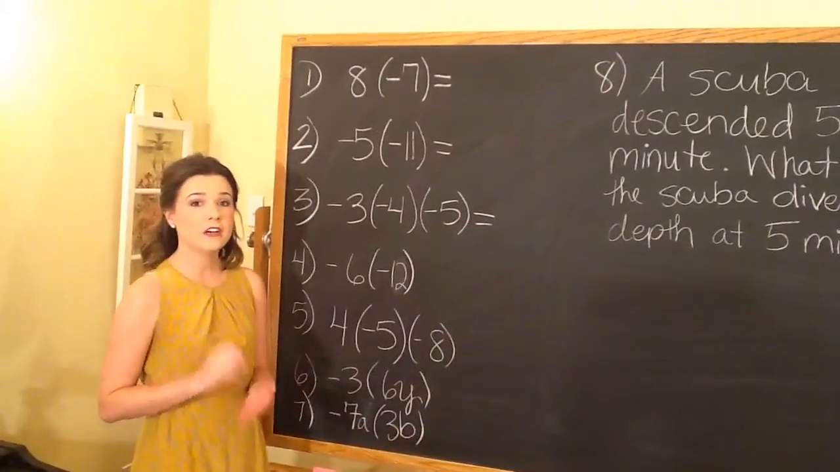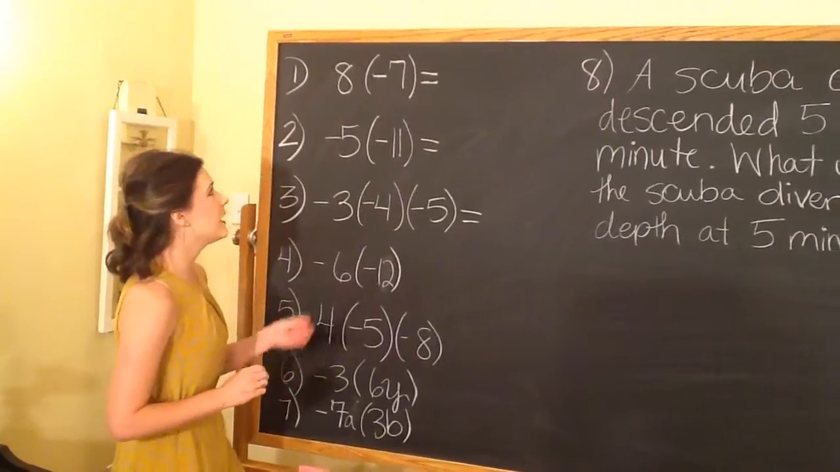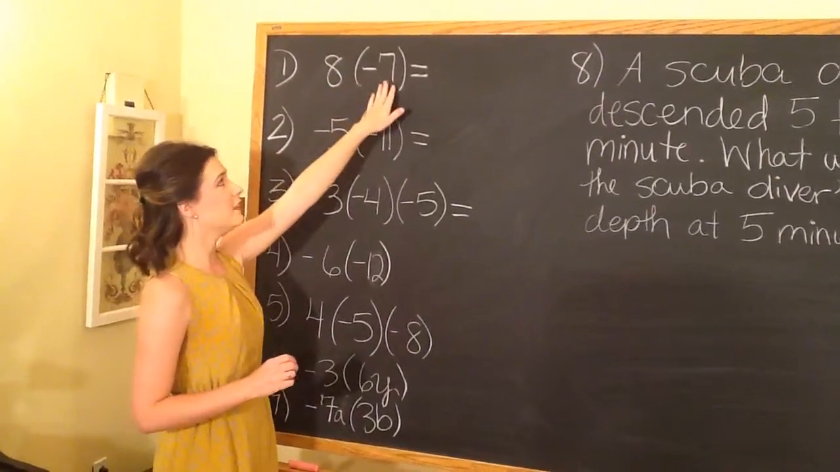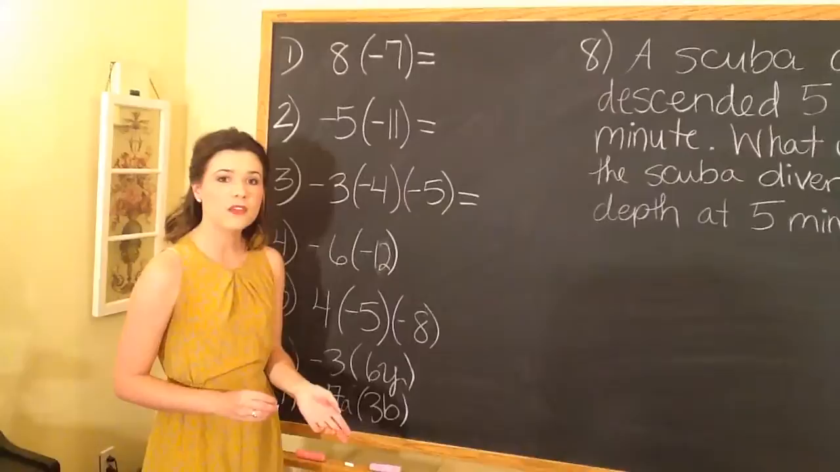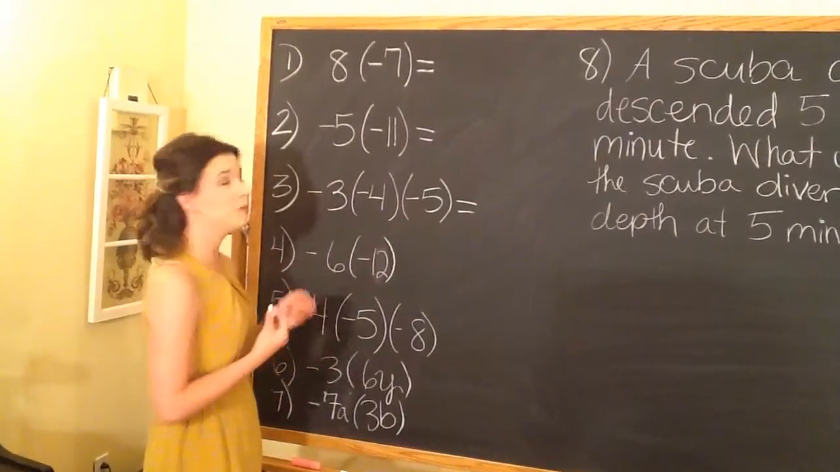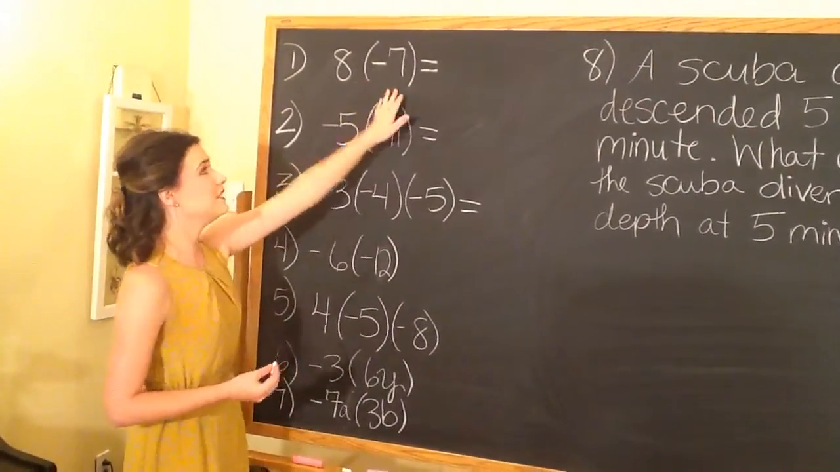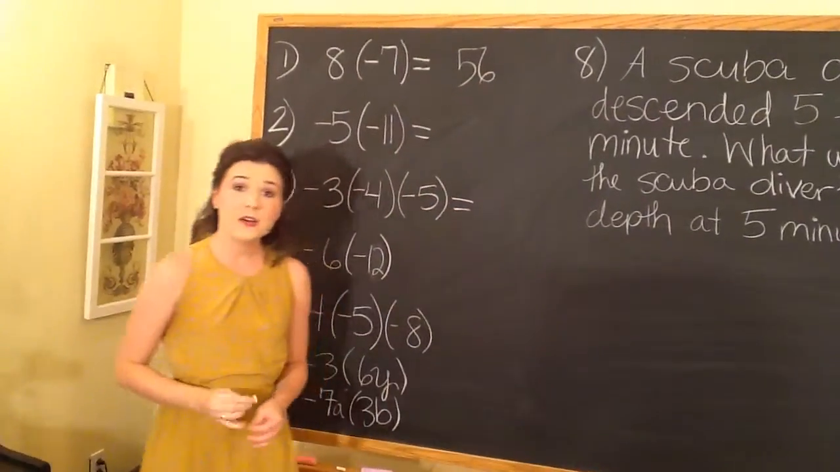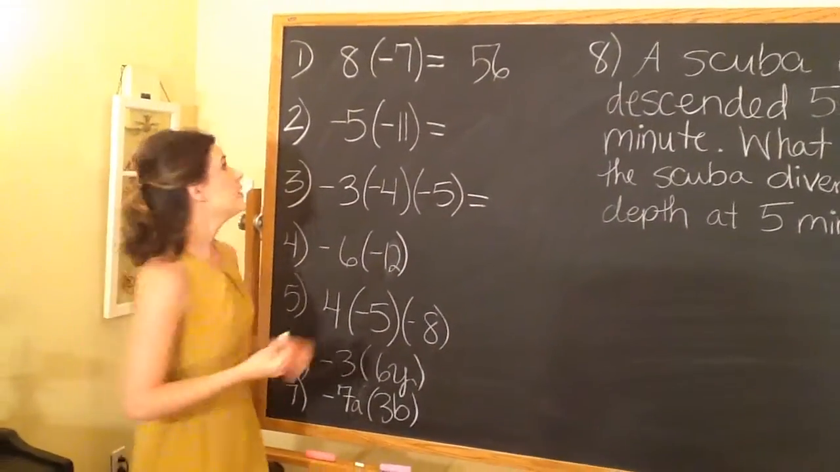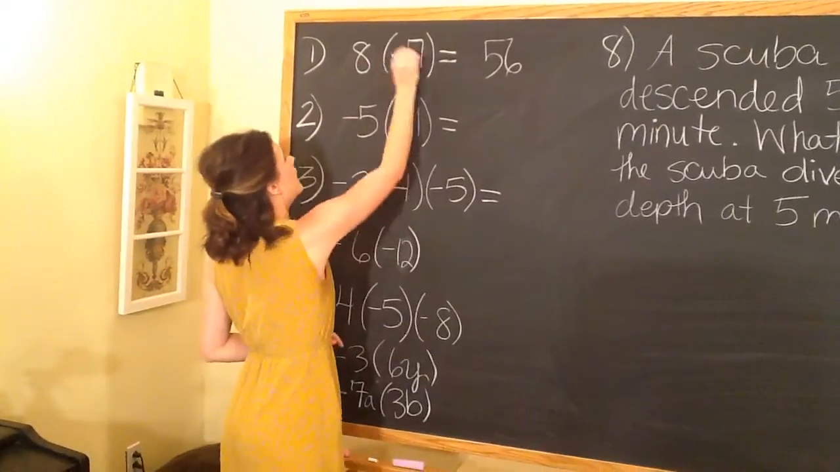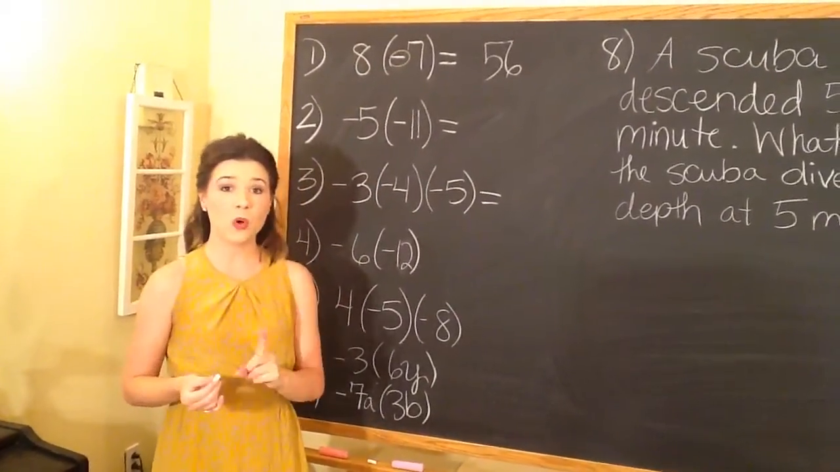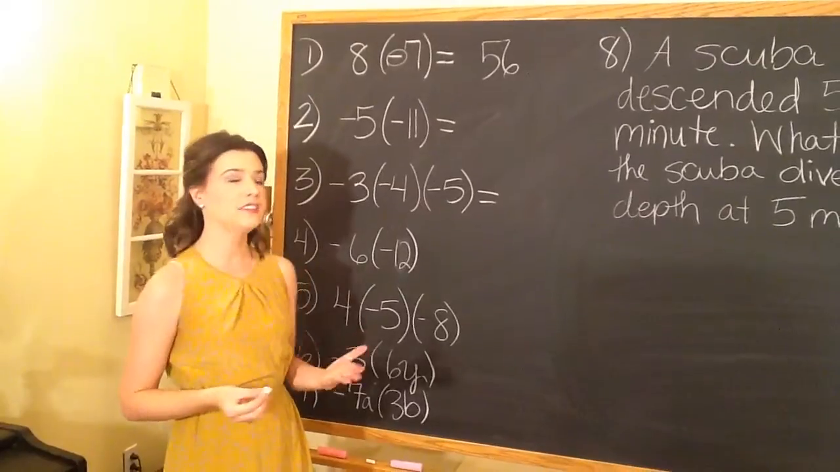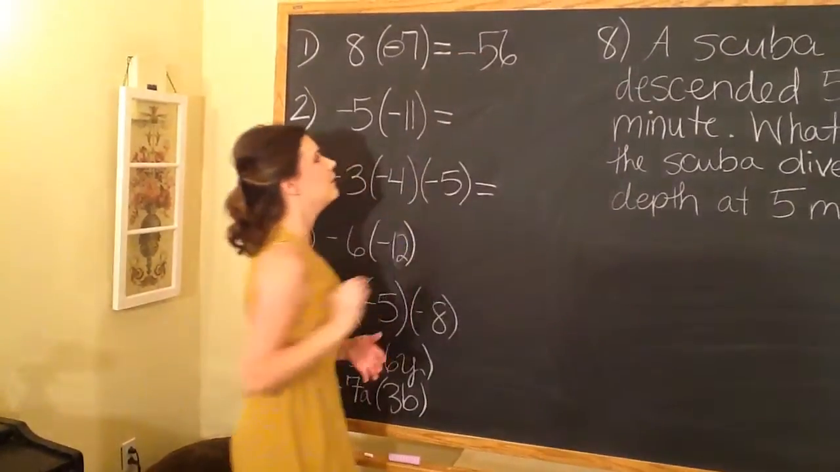Alright, let's go ahead and look at our first example. Our first example is 8 times negative 7. So let's go ahead and solve this. The first step is to multiply across. So 8 times 7 gives me 56. So now I need to go ahead and find the sign. So I have one negative sign. And since 1 is an odd number, our answer is going to be negative.